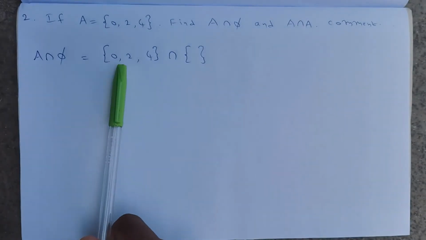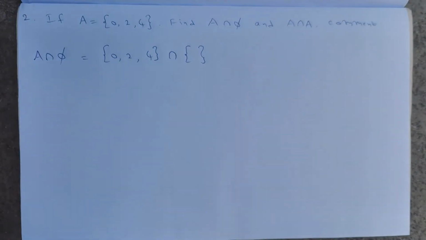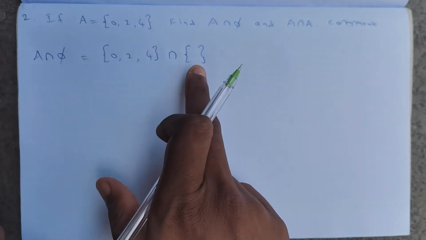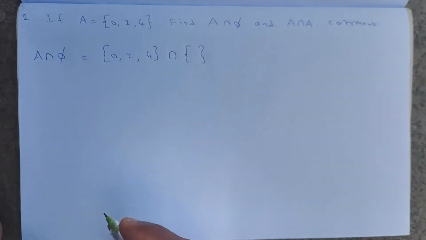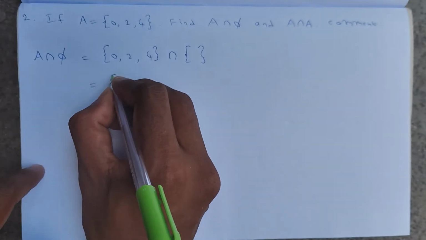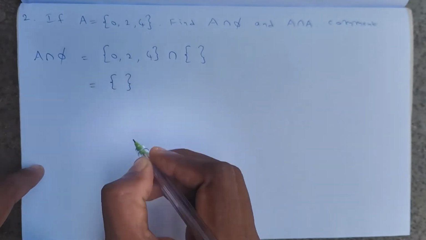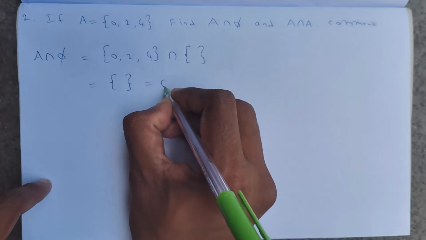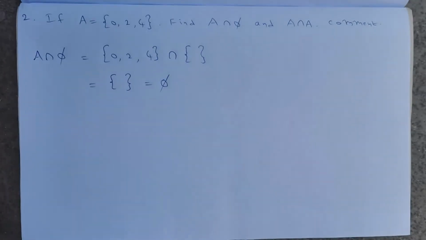Now if we observe these two sets, a single element is also not common, because in the empty set elements are not there, so no common elements. This is nothing but the empty set.